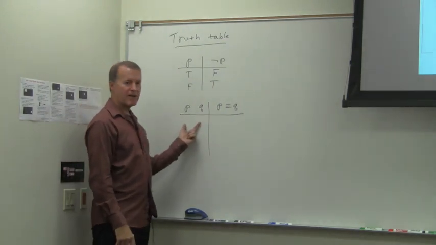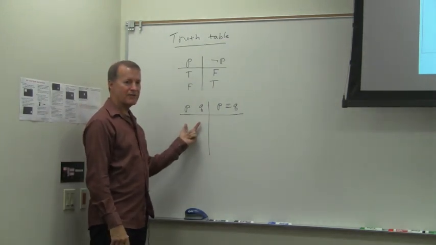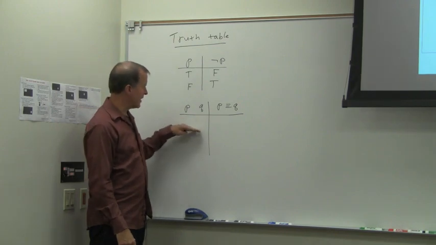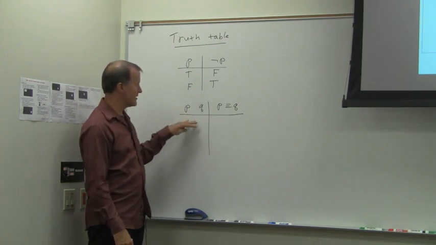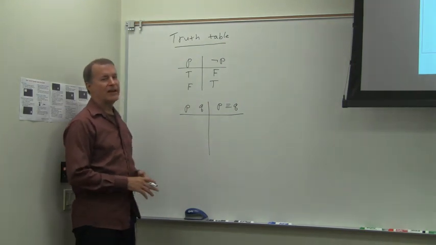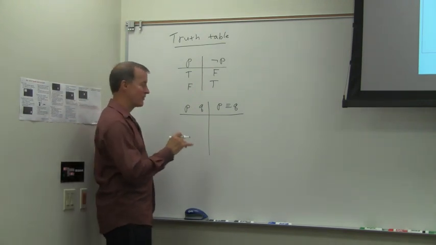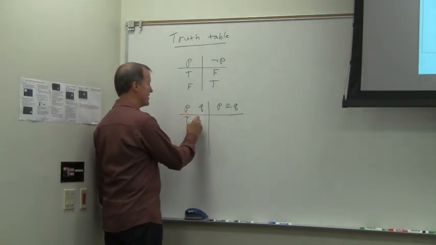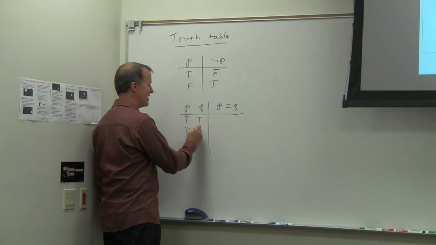Now, how many possible combinations do we have of trues and falses, and how many rows will I have to do to have all possible combinations of true and false for p and q? True, true, true, false, false, true, false, false. So how many? 4. So there's 4. Now, here's how we're going to order it. We're going to do T T, T F, F T, F F.